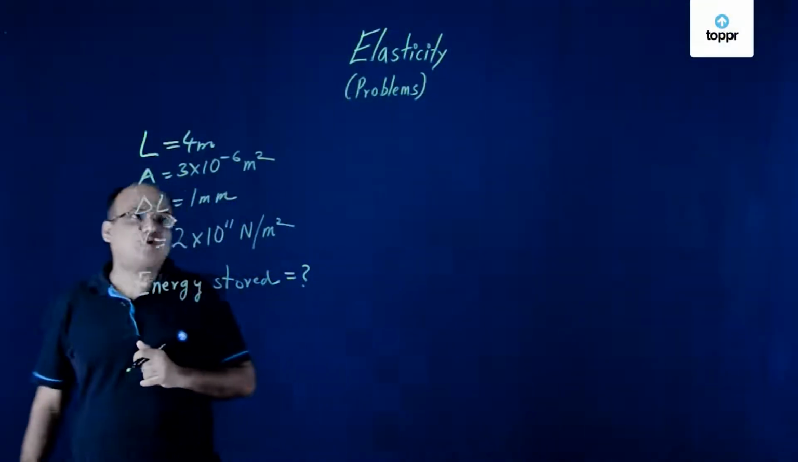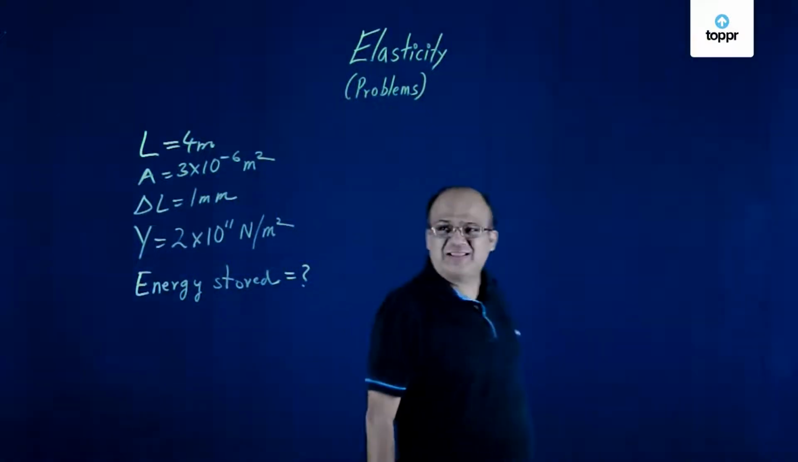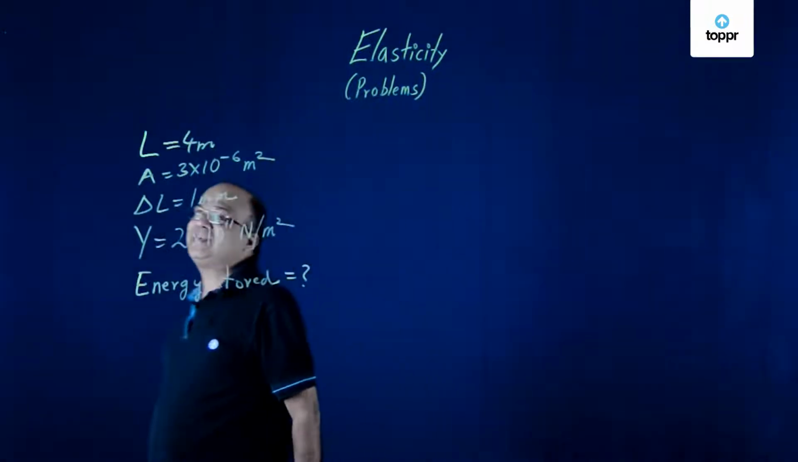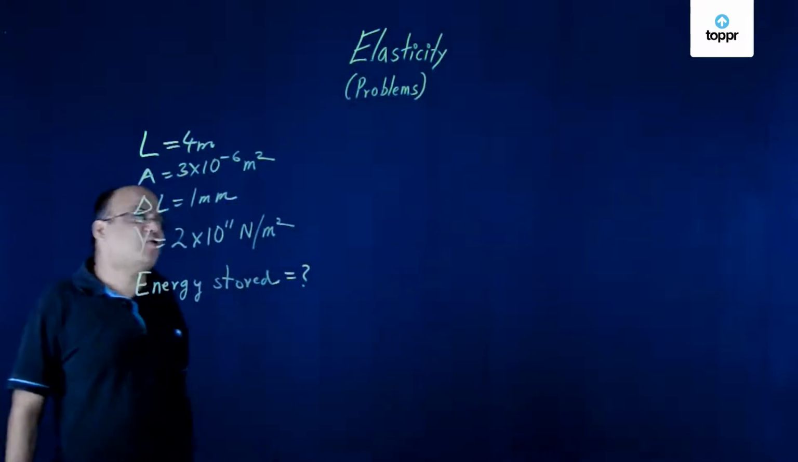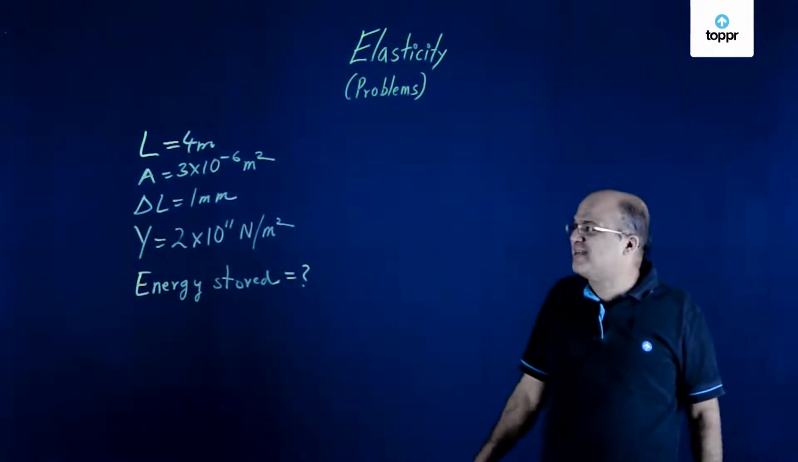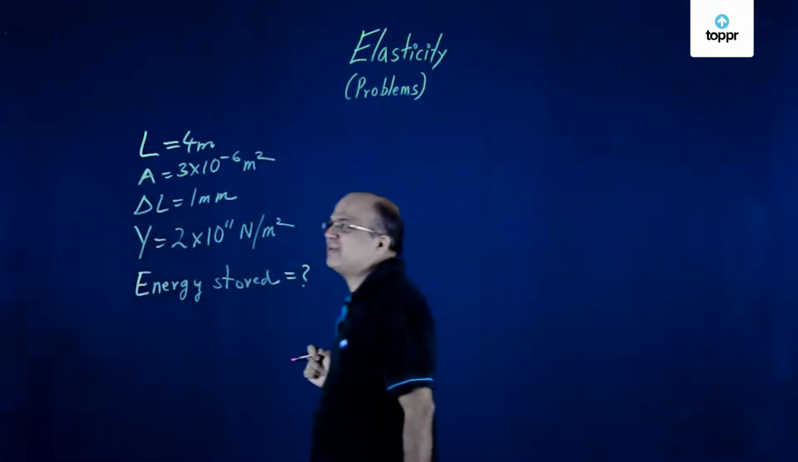Now let us look at one more problem. Length of a wire is 4 meters. The area of cross section is 3 into 10 to the power minus 6 meters square. The change in length is 1 millimeter. Young's modulus is 2 into 10 to the power 11 Newton per meter square. So in these conditions, we have to find the energy stored in the wire.